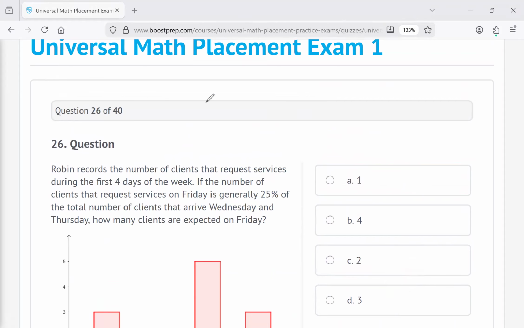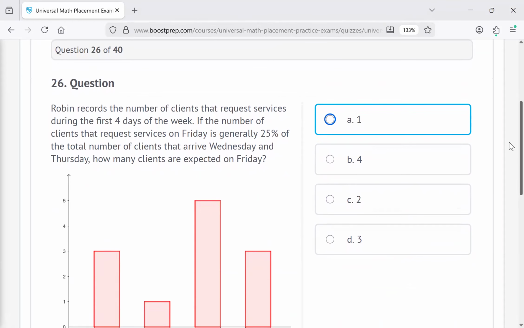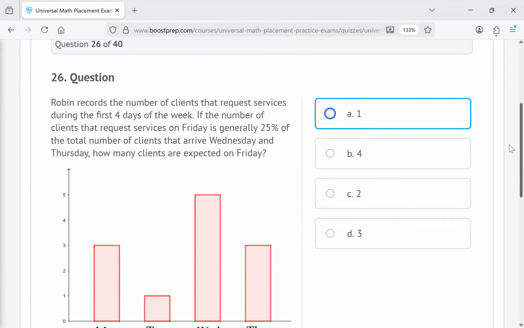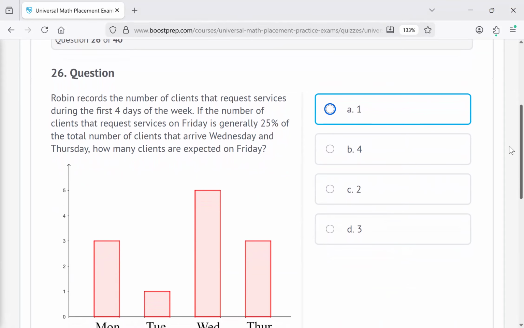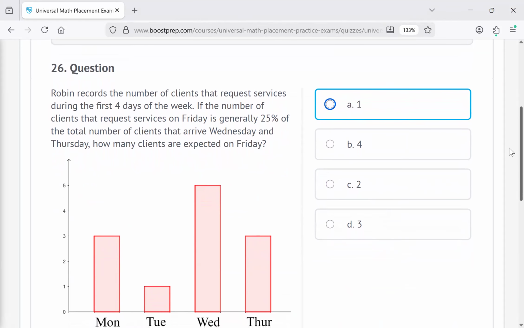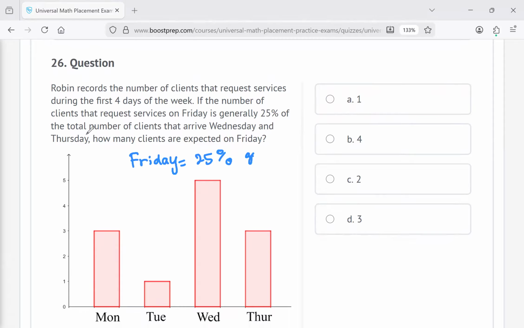Okay, question 26. It's a word problem. Ramen reports the number of clients that request services during the first 4 days of the week. If the number of clients that request services on Friday is generally 25% of the total number of clients that arrive on Wednesday and Thursday, how many clients are there on Friday? So they want to know how many clients there will be on Friday, and Friday is 25% of the total number of clients on Wednesday and Thursday.